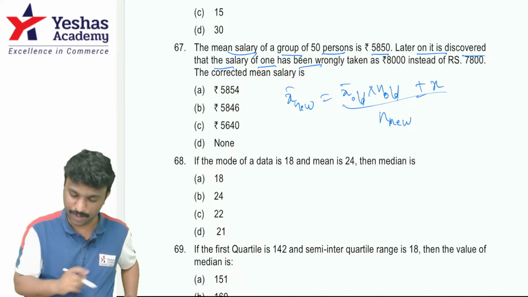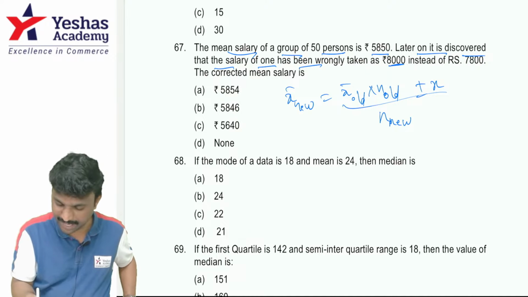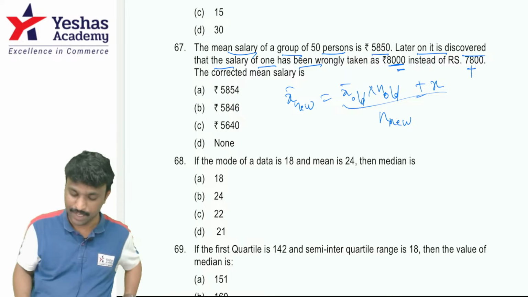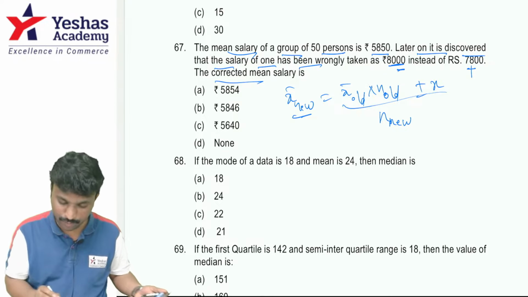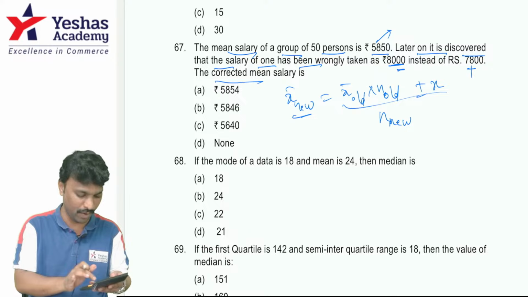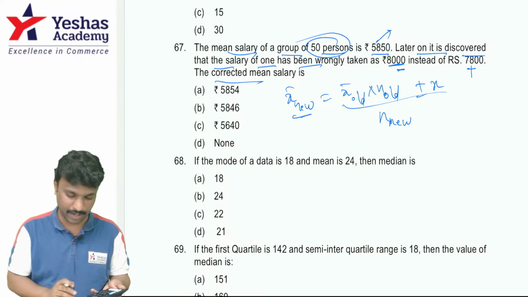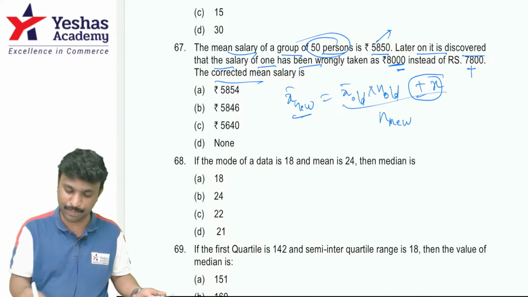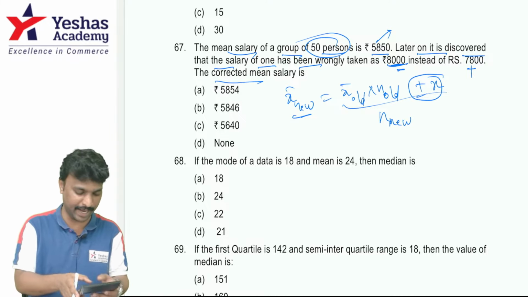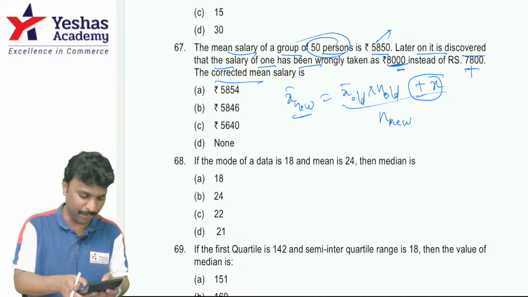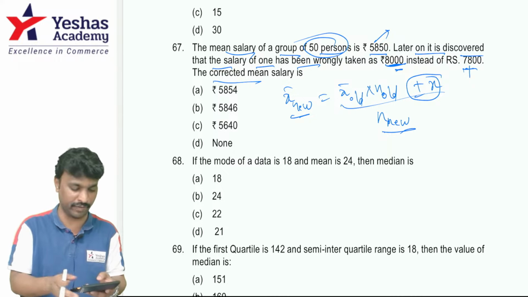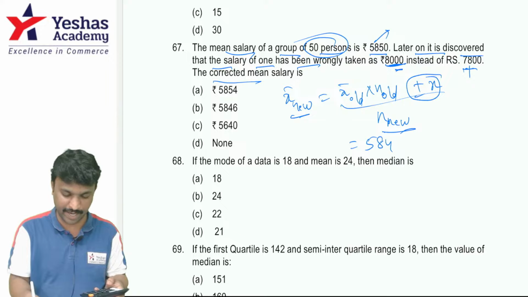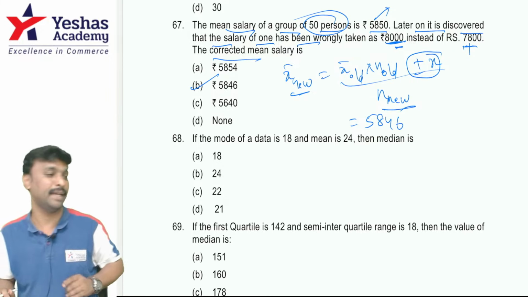Correct? So here the wrong observation is 8,000, so the wrong observation has to be subtracted. The correct observation is 7,800, that has to be added. Now we need to find the corrected mean salary, that means X bar new we have to compute. X bar old first of all is 5850 into n old, which is 50. Now we have plus or minus x. Which one to be subtracting? We should be subtracting 8,000, so minus 8,000 you do. And the correct value we have to add, plus 7,800, divided by n new. No change in the number of observations, so divided by 50 only. That fetches you the value 5846. Option B is the right answer.